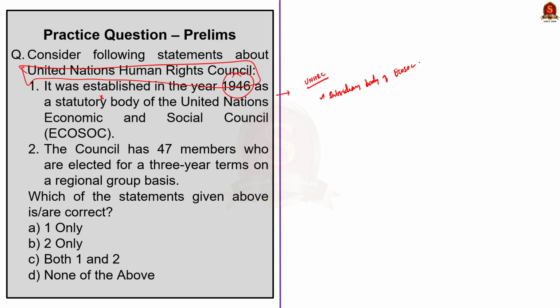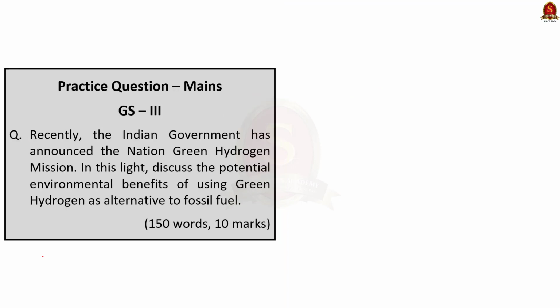See the second statement. The council has 47 members who are elected for a 3-year term on a regional group basis. Statement 2 is correct as we have seen in our discussion. So we can say that the correct option is option B. The mains question based on today's discussion is listed here. Interested aspirants can write and get back to us.